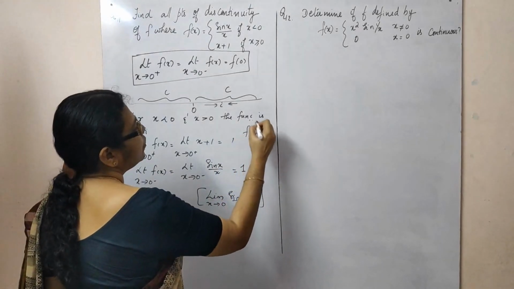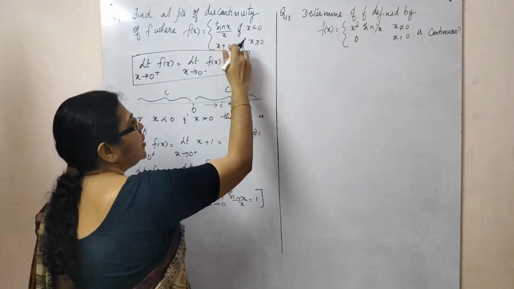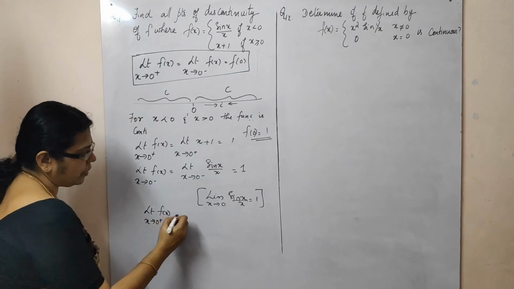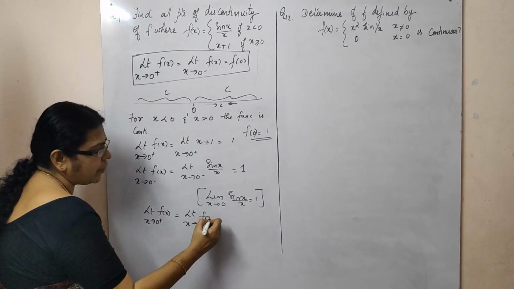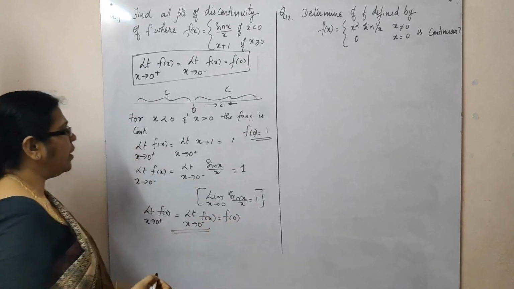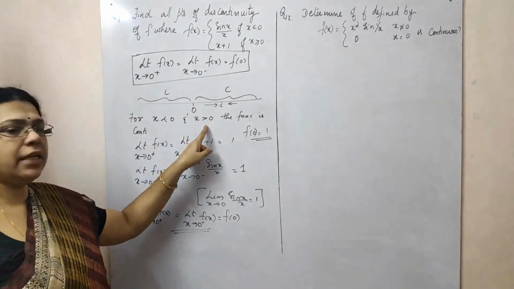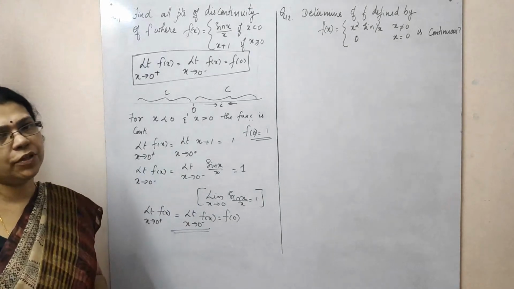What is f of 0? When I substitute x is equal to 0 in this, f of 0 is 0 plus 1, which is again equal to 1. So limit x tends to 0 plus f of x is equal to limit x tends to 0 minus f of x, which is equal to f of 0. So as we have discussed, for all values of x less than 0 the function is continuous, greater than 0 the function is continuous, and at x is equal to 0 also the function is continuous.